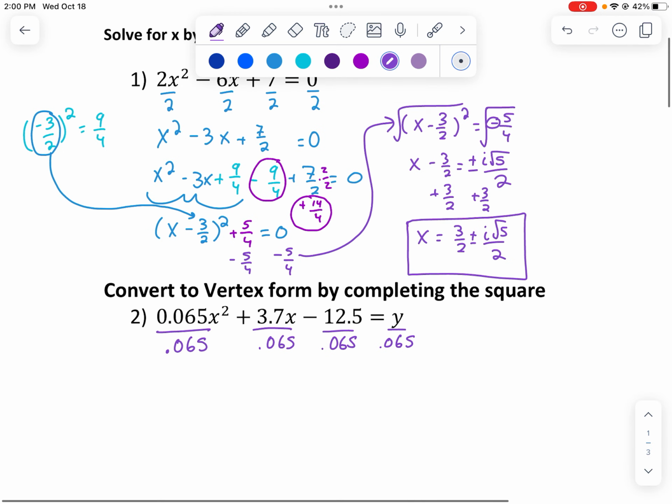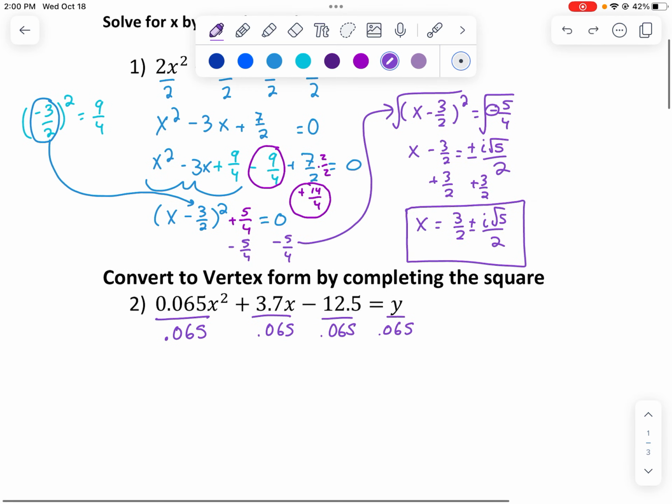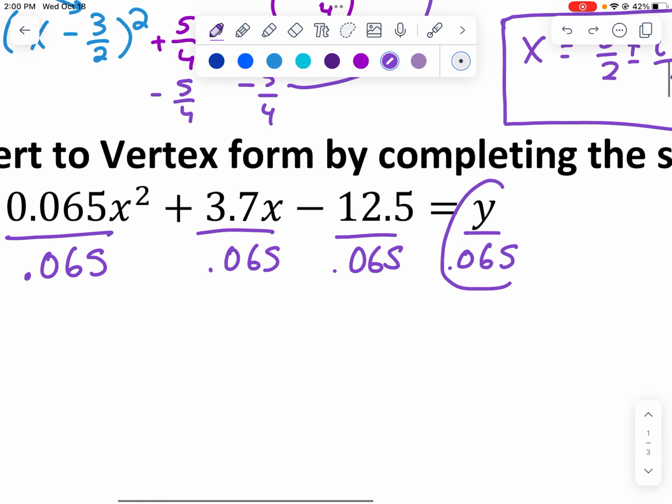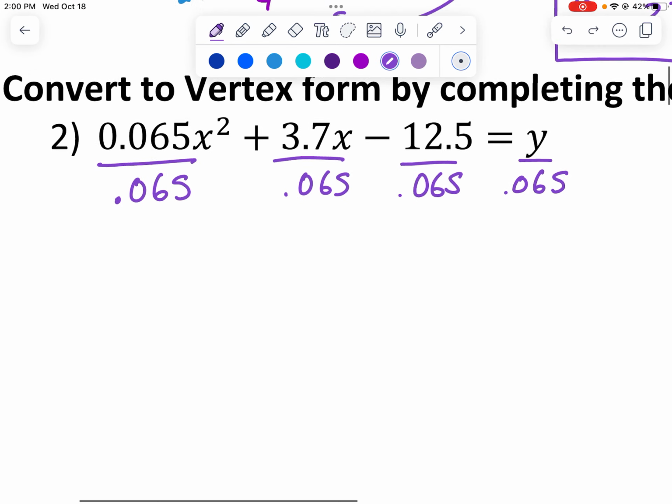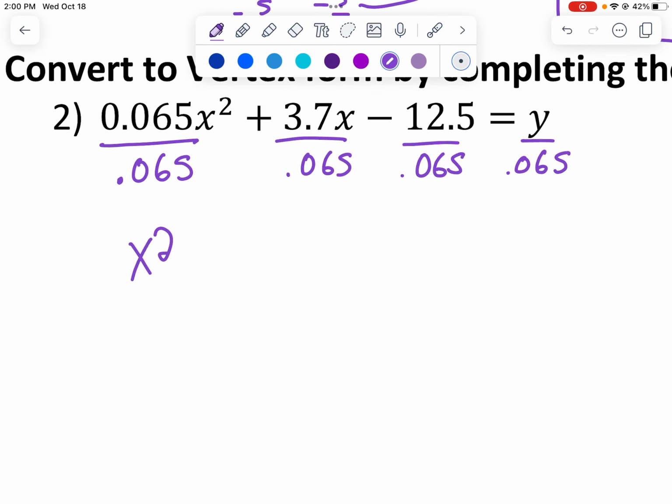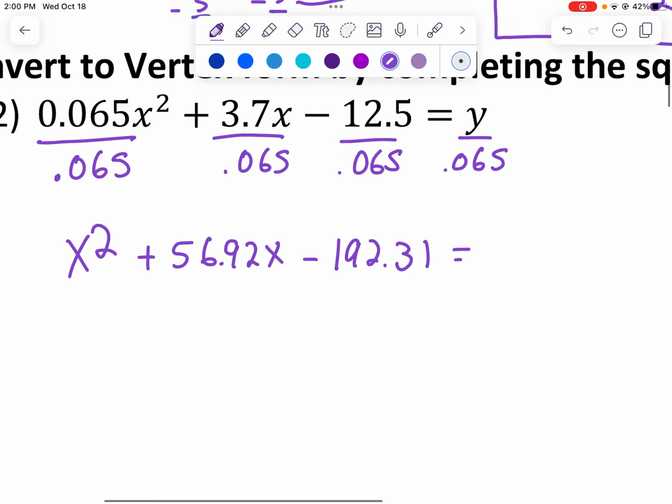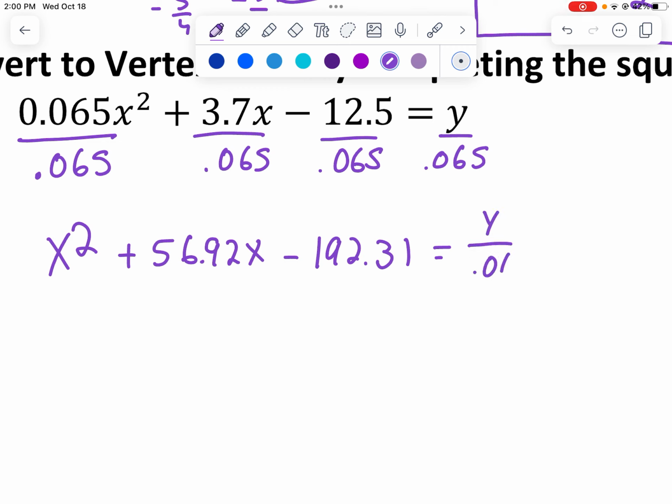So exactly the same as we started the last question, the only difference is y divided by 0.065 doesn't let that 0.065 go away. So now what we're going to have is x squared. Let me go 3.7 divided by 0.065. That gives us positive 56.92x. And then 12.5 divided by 0.065 gives us negative 192.31 is equal to y divided by 0.065.